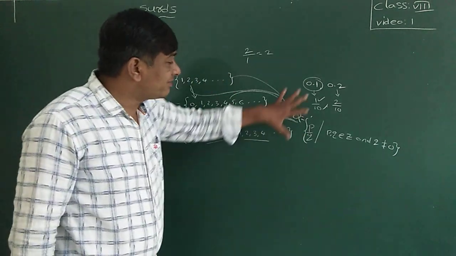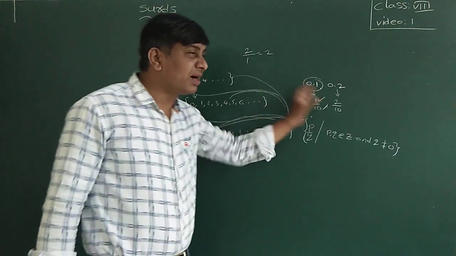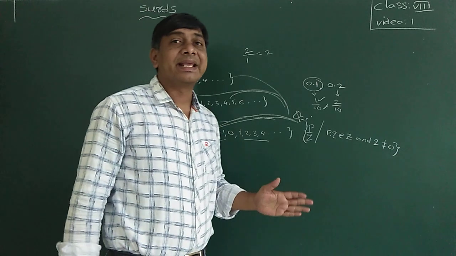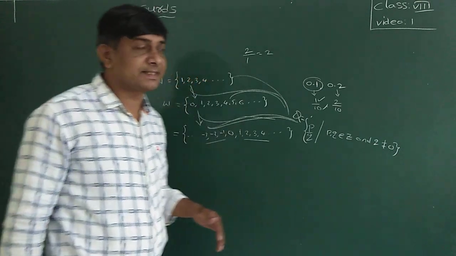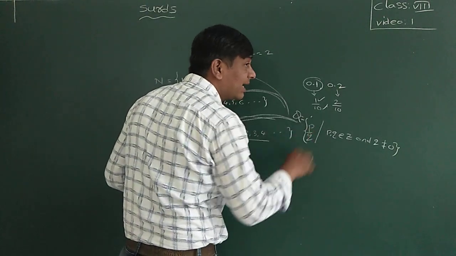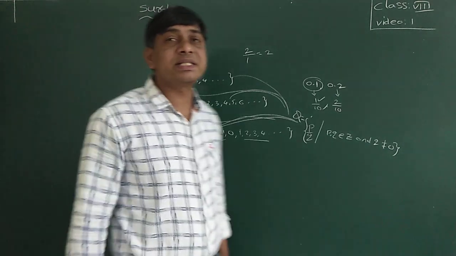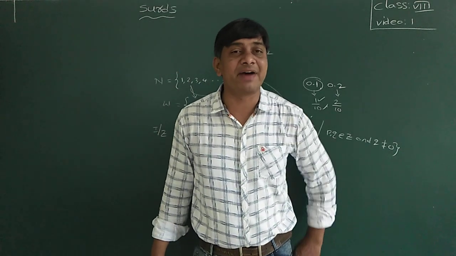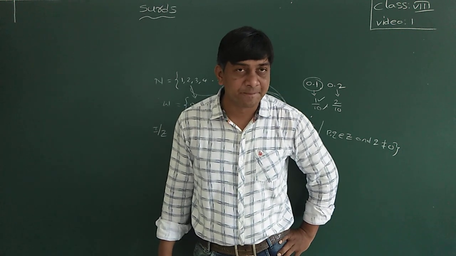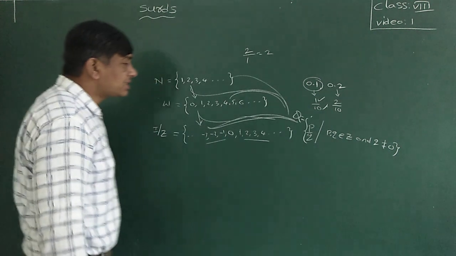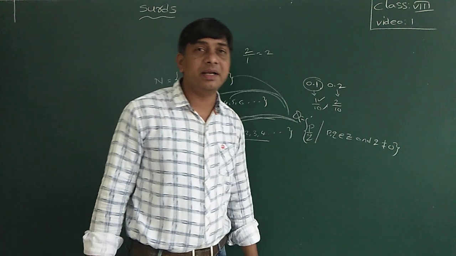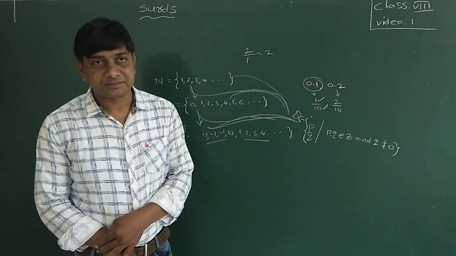But the numbers which I did not discuss among these, those also are there. Those numbers are irrational numbers. Irrational numbers means other than rational numbers. Numbers which cannot be expressed in the form of p by q are called irrational numbers.